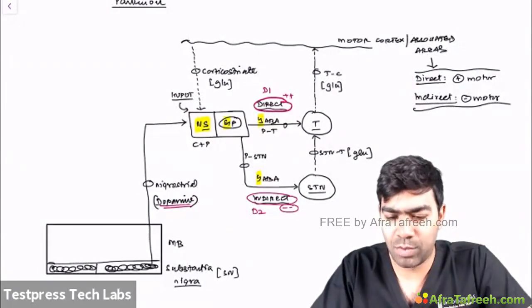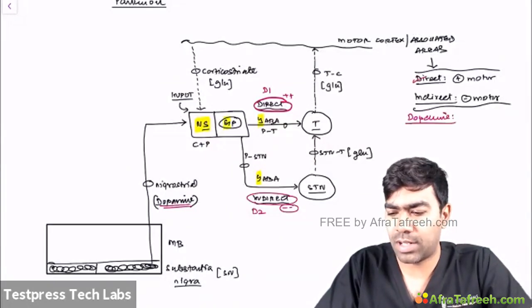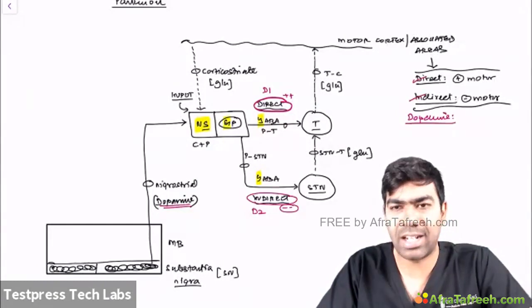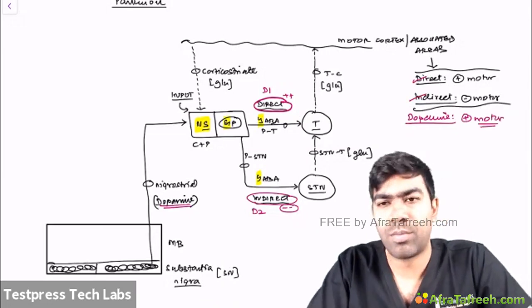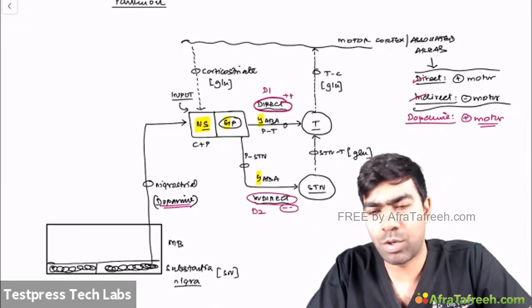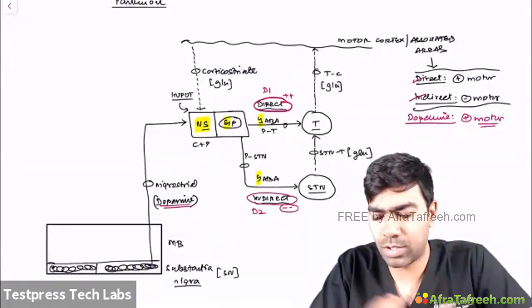So the final net effect of dopamine on the cortex: they stimulate the direct pathway and they inhibit the indirect pathway, which means the net effect of dopamine on the cortex is to bring out a motor activity. They're going to cause some motor activity or increase the motor activity from the motor cortex. That's what dopamine is going to produce, because they stimulate the direct pathway and inhibit the indirect pathway.